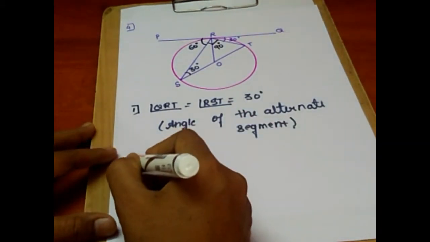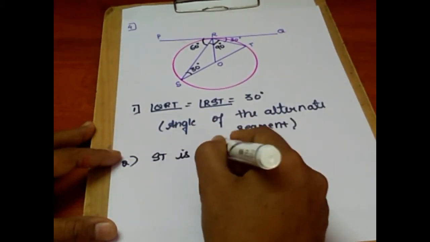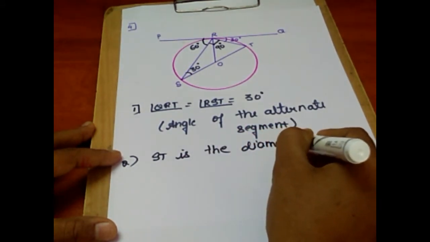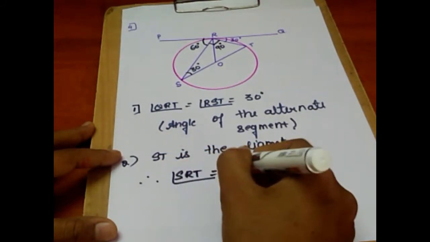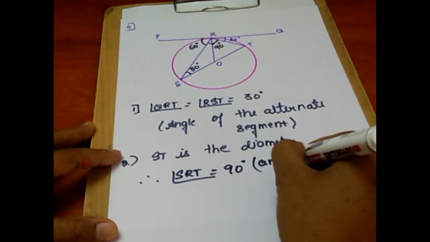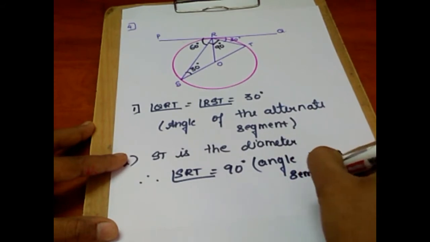Step number 2. ST is the diameter. Therefore, angle SRT is equal to 90 degrees. Reason: angle in a semicircle.